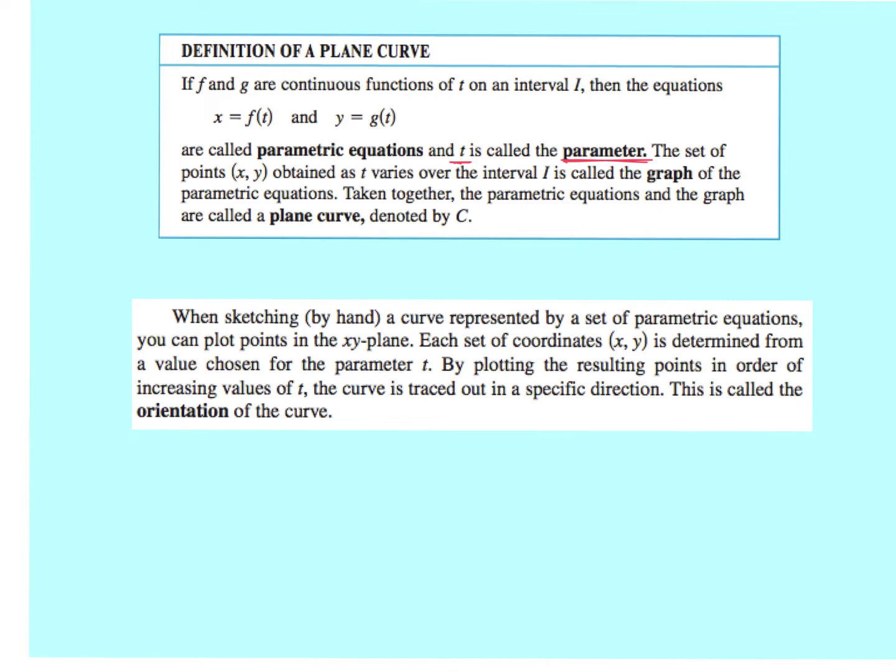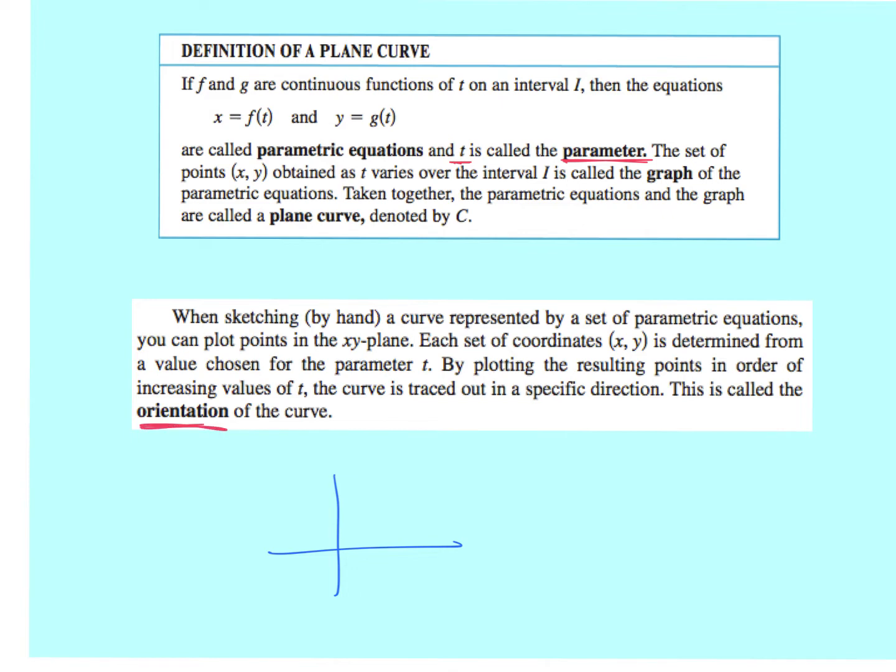All right, so here we go. I need another reader. Thanks, Mariah, for volunteering. When sketching by hand a curve represented by a set of parametric equations, you can plot points on the xy plane. Each set of coordinates x, y is determined from a value chosen for the parameter t. By plotting the resulting points in order of increasing values of t, the curve is traced out in a specific direction. This is called the orientation of the curve.